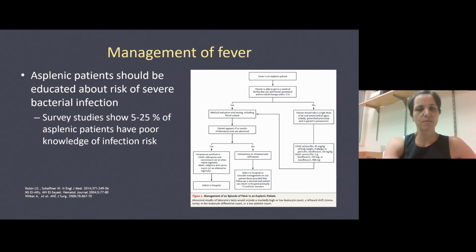And then lastly, with asplenia, how do you manage fever? It turns out many people have poor knowledge of their infection risks. So your first job is to educate, and then your next job is to give them a prescription for an antibiotic that's active against strep pneumo and Haemophilus influenzae. So this is something like levofloxacin if they're penicillin allergic, or something like amoxicillin clavulanate if they're not penicillin allergic. They need to have that at home. And if they have a fever and they're more than 2 hours away from being able to be evaluated, then they need to take it while they're seeking care. If they can be evaluated within 2 hours, then you see them in the office. They don't need to take their antibiotic.